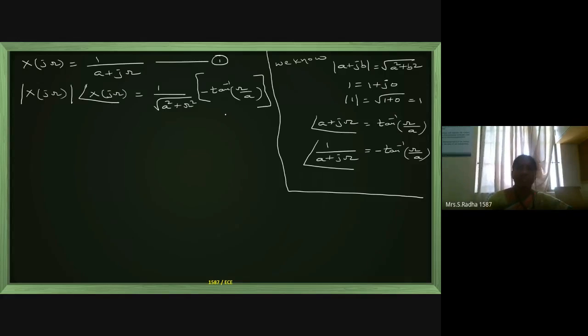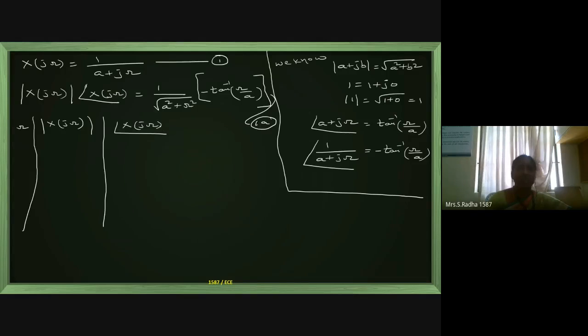Spectrum means frequency domain diagram. Now I will make a table of omega value, magnitude, and phase angle. Let this be equation 1a. In equation 1a, I have to substitute the omega value. What is the magnitude becoming, and when I substitute the omega value, what happens to the phase angle? I am preparing a tabular column using equation 1a, and I will calculate the magnitude and phase angle.